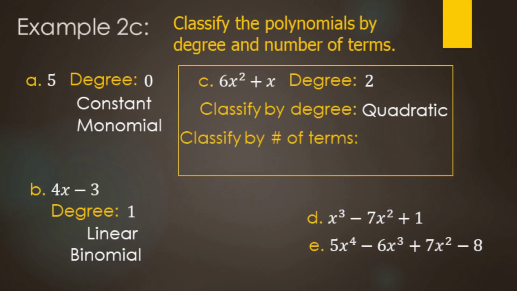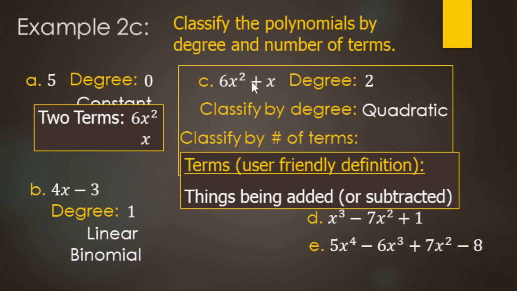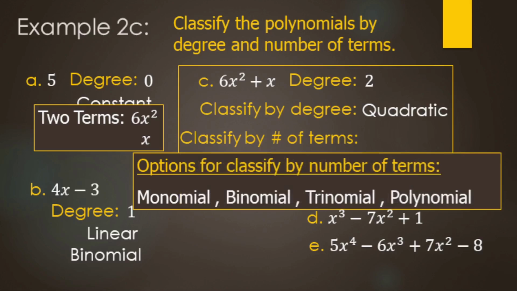Next up, classify by number of terms. Kind of like the last one, this one has two terms, two things being added or subtracted. We have a 6x squared and we have an x, so that has two terms. So anytime you have two terms, that is considered a binomial. Bi means two, and then terms, binomial, okay?